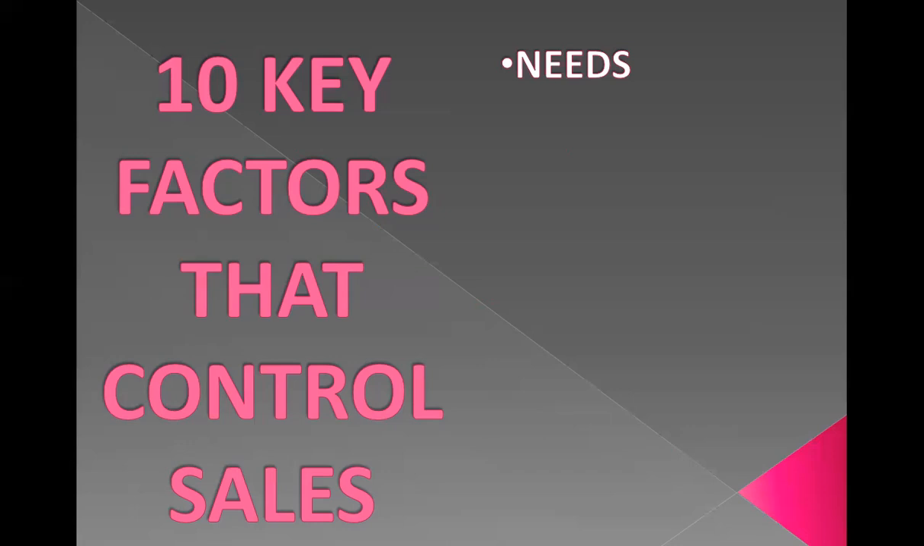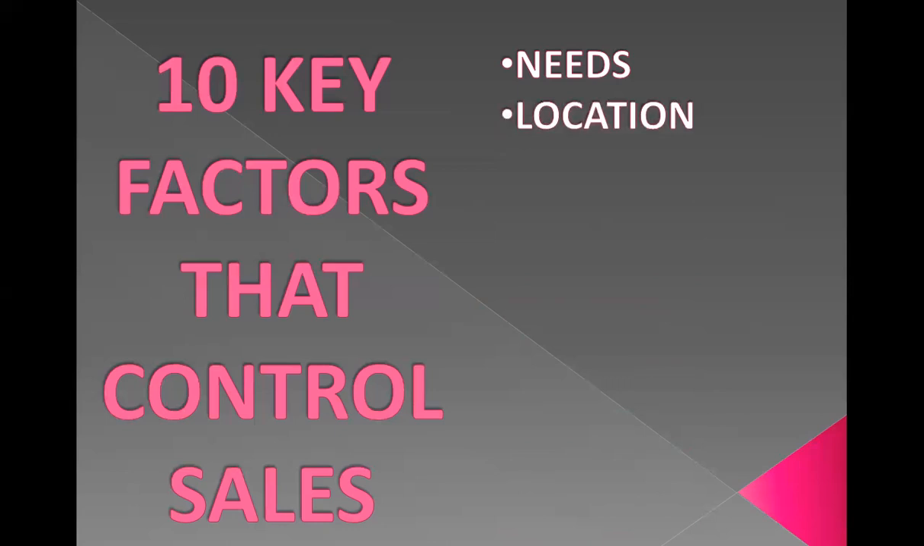What are the needs outside? Every other person except you is a customer. Every other person except you, as regards the product, is a customer. So what are the needs? Needs is the number one factor that controls sales. When something is in need, people are going to get it when it's out. So that's number one. Then number two, location.